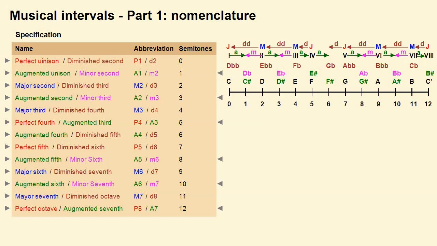The brown arrows identified by the letter D, initial of diminished, generate diminished intervals by reducing a semitone in perfect intervals. Thus we have the diminished fourth, fifth, and octave intervals. The brown arrows identified by double D generate diminished intervals by reducing two semitones in major intervals. Thus we have the double diminished second, third, sixth, and seventh intervals.